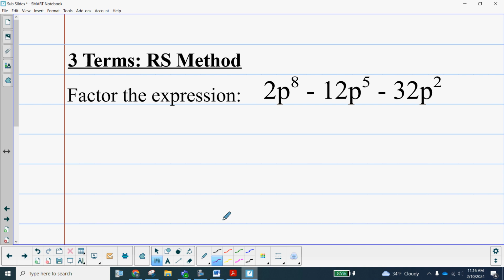So let's write this in our notebooks. Factor the expression 2p to the eighth power minus 12p to the fifth power minus 32p squared. So get that written down.